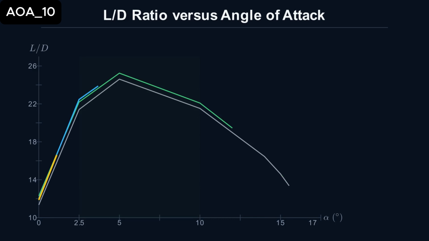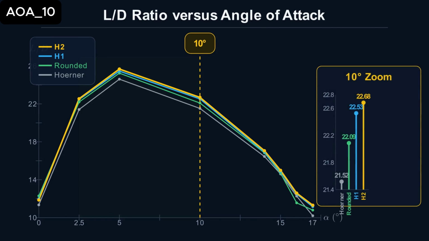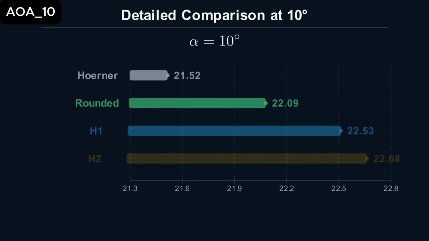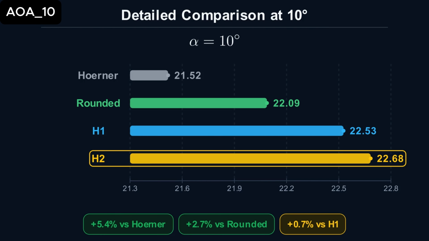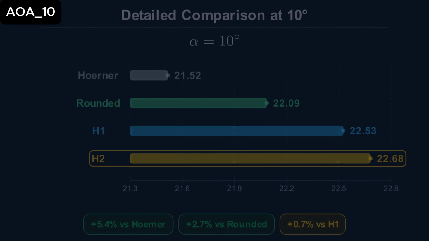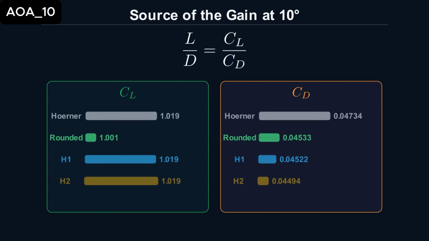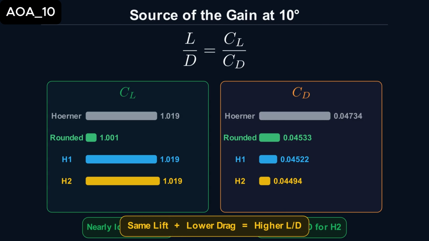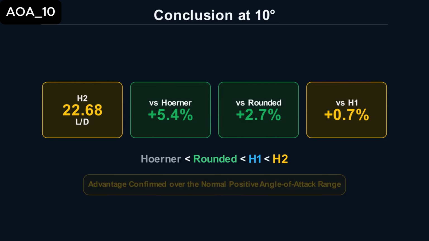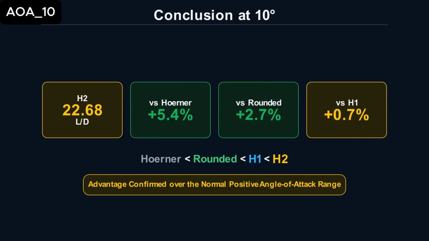At 10 degrees angle of attack, the optimization effect is equally significant. H2's lift-to-drag ratio reached 22.68, an increase of about 5.4% over the baseline of 21.52, and even exceeded the rounded tip, 22.09, by about 2.7%. These data indicate that after geometric detail correction, the Hoerner wingtip's applicable range is no longer limited to specific high angle of attack intervals and possesses significant efficiency advantages even in normal positive angle of attack ranges.